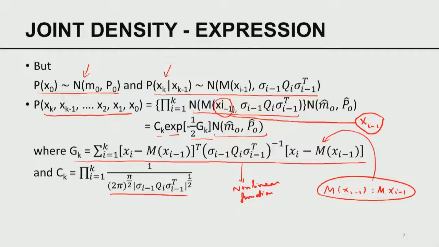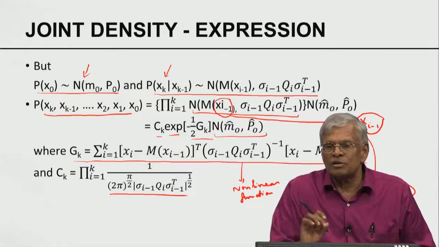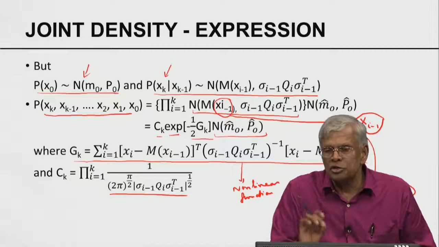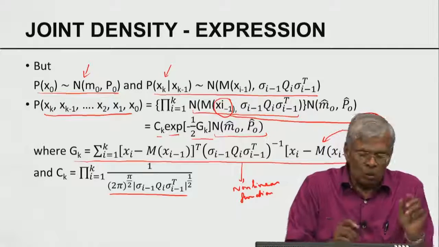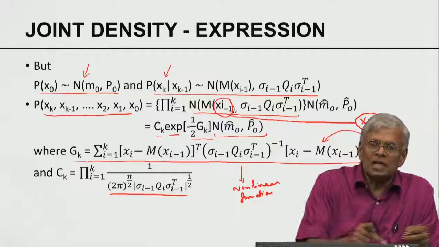Most of the difficulty arises from the fact that m is not a linear function. In case m of x_{i-1} is equal to m times x_{i-1}, the exponent becomes a simple quadratic function. Because m is in general not necessarily a linear function, this exponent is in general more nonlinear than quadratic. This is largely the major difficulty in trying to quantify the state distribution, the distribution of xk at time k, which is pk of xk. But at least theoretically, one can compute the joint density of the state from time 0 to time k.